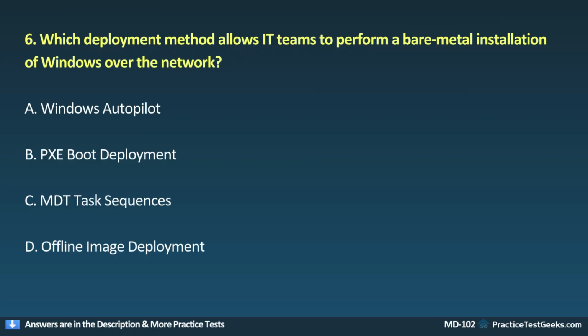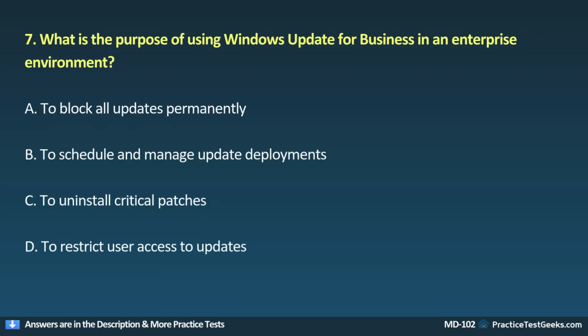6. Which deployment method allows IT teams to perform a bare metal installation of Windows over the network? A. Windows Autopilot. B. PXE boot deployment. C. Task Sequences. D. Offline image deployment.